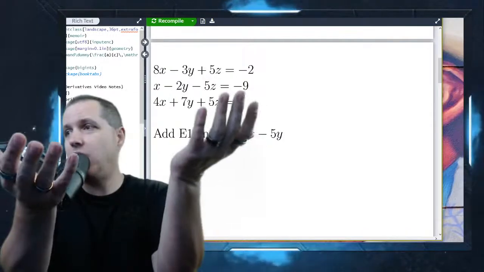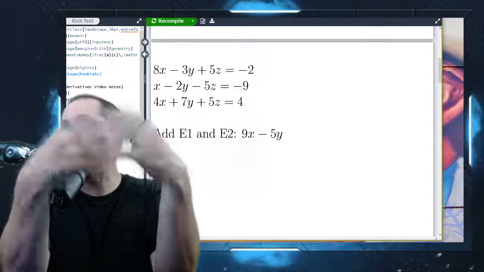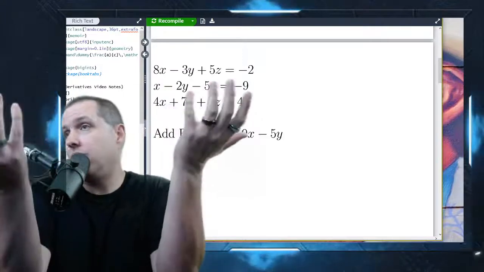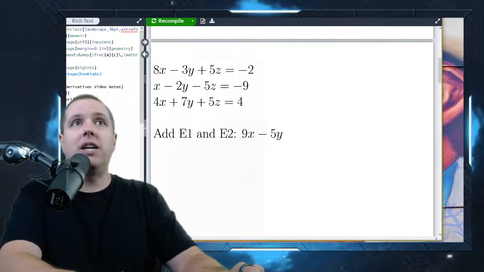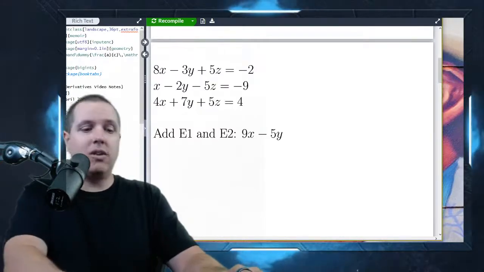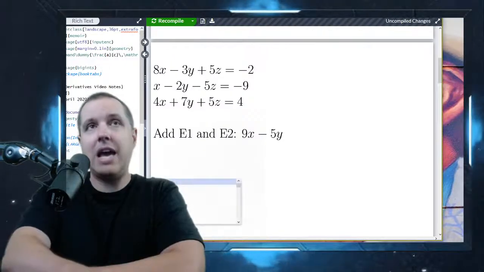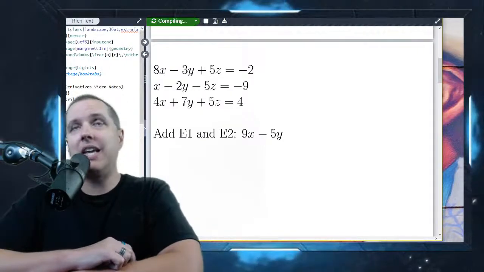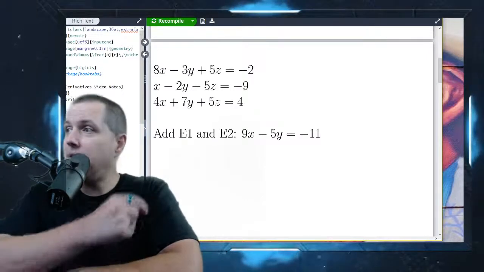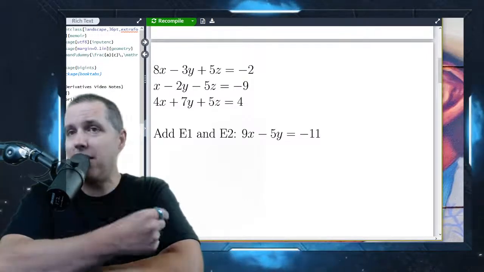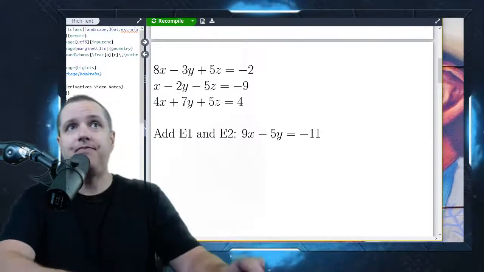You do exactly what you did in elimination last time, where you multiply the equations by something that's going to make it go away. That's what you would do, right? But in this case, we don't have to. So I'd get 9x minus 5y equals negative 11. Does everyone understand what I did there? I just added those first two equations together. The z's canceled. If the z's weren't ready to cancel automatically, I'd multiply the entire equation by something so that then they would cancel. Just the step you did last time.